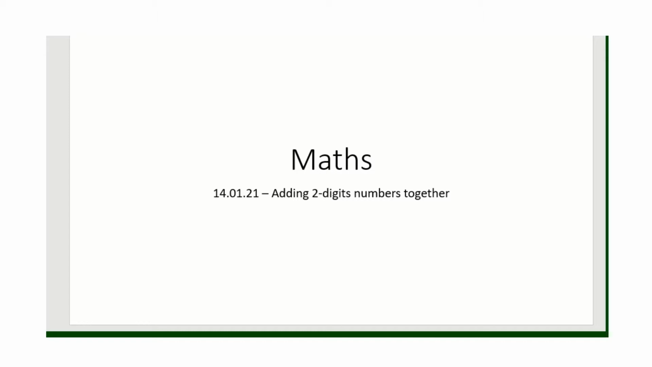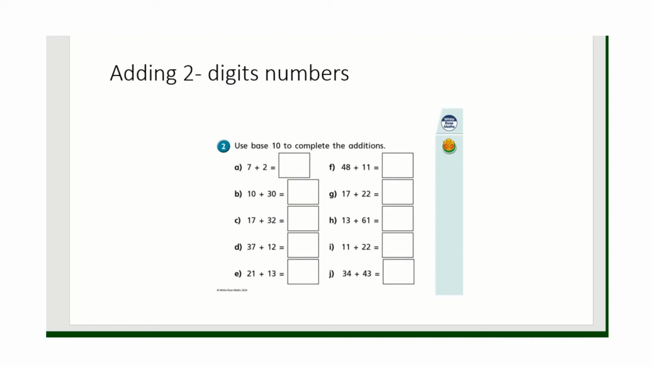This is all about adding two-digit numbers. Okay, so let's have a look at this. We're going to use our base 10 to add this. That means we can use tens and ones. Okay, so have a look at 17 add 32.